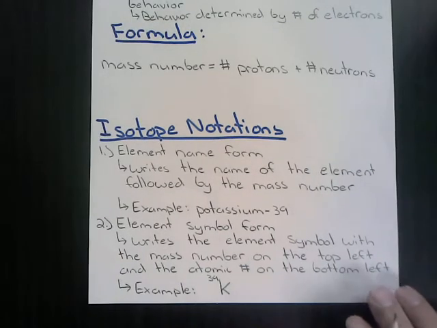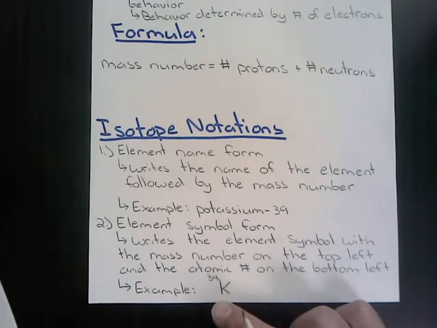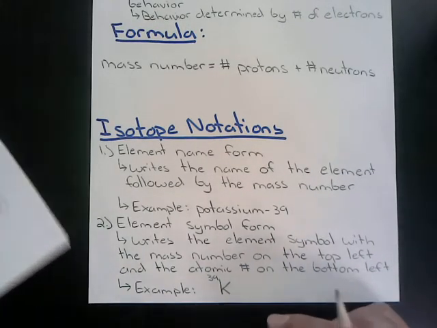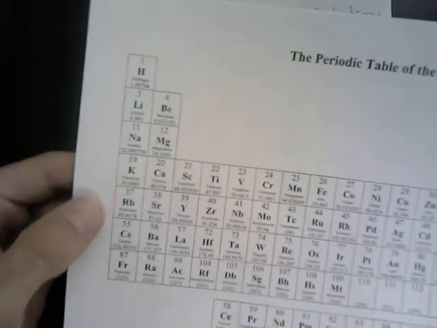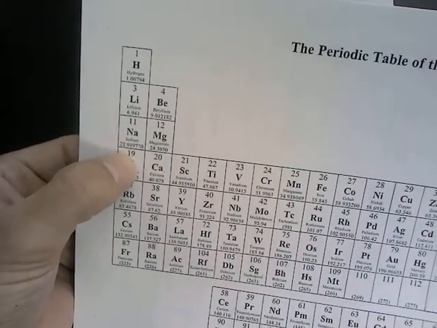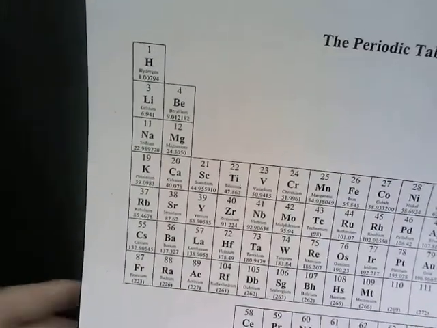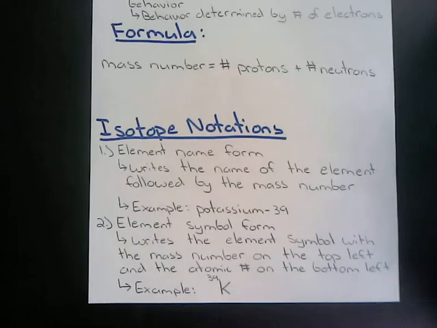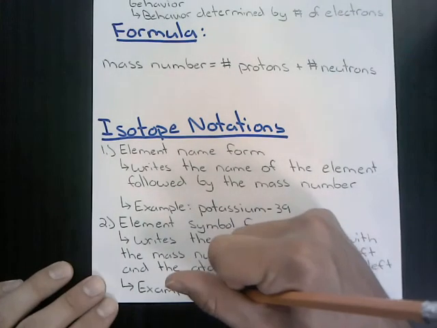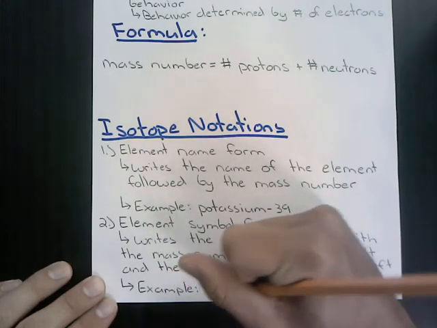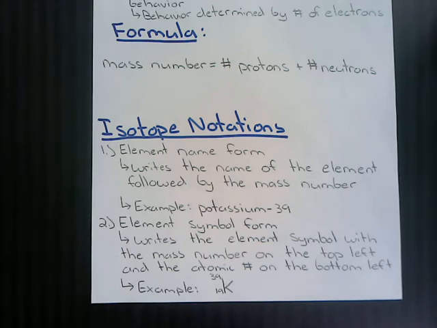And on the bottom left, you put the atomic number, which, remember, is that whole number on top or above the element symbol. So for potassium, the atomic number is 19, and that's how we would write that.